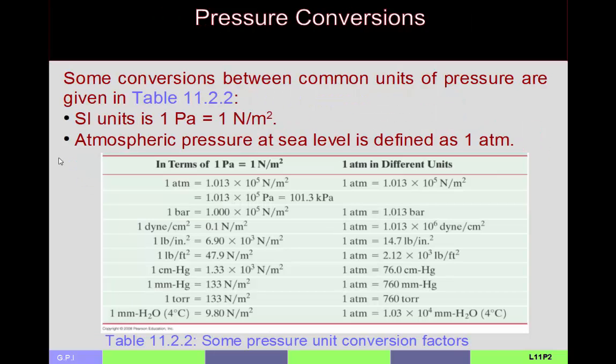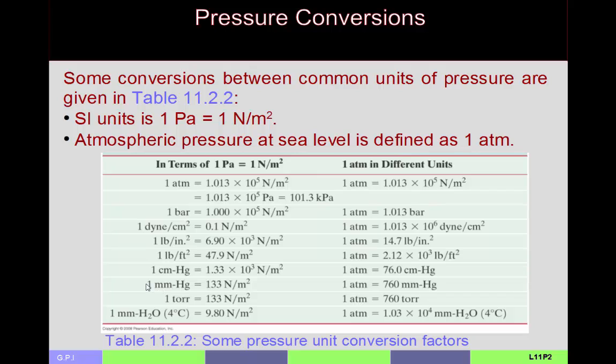So I've included here a little table which shows some conversion factors for different pressure readings. For example, I keep saying that an atmosphere is 101,000 pascals. Here's a little more detail. It's 101,300 pascals. Sometimes we use bars. A dyne per centimeter squared is what you get if you want to measure everything in grams and centimeters and seconds rather than kilograms and meters and seconds.